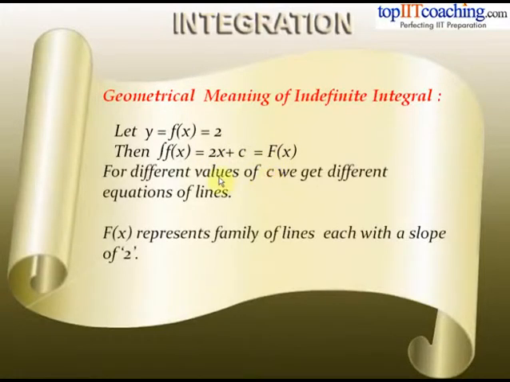Now F x is 2x plus c. So we can say that for different values of c, we get different equations of line. So if we put different values of c, we would get different values of F x which are actually straight lines. Hence we can say that capital F of x represents a family of lines, each with the slope of 2. And so if we put different values of c, we get different members of this family of lines, each having a slope of 2.